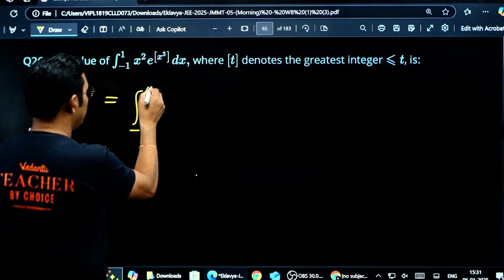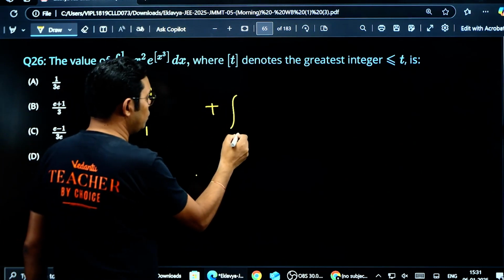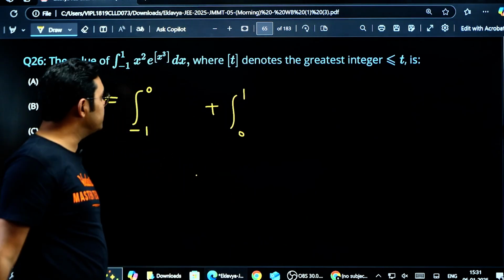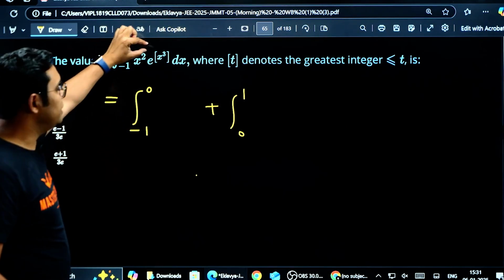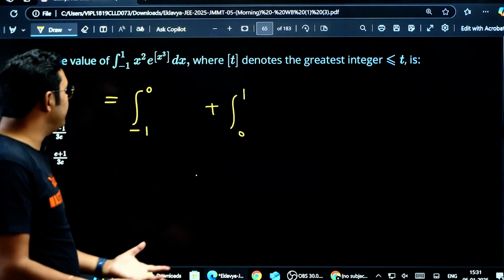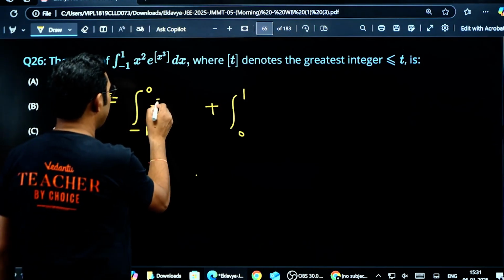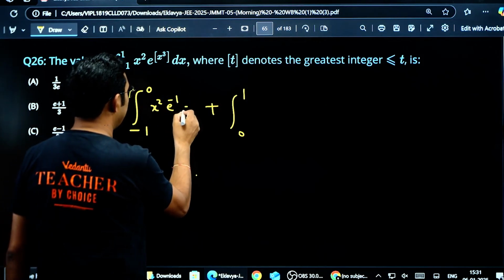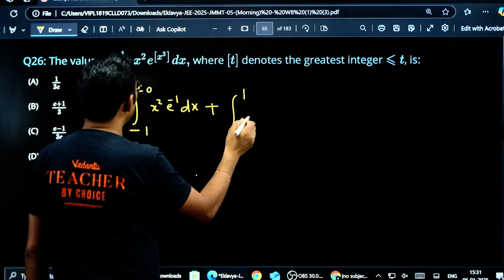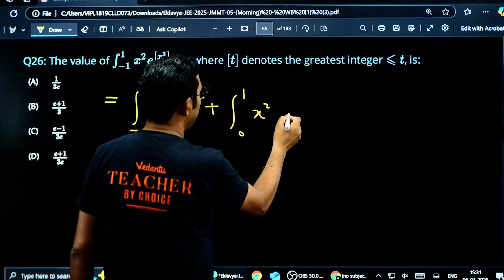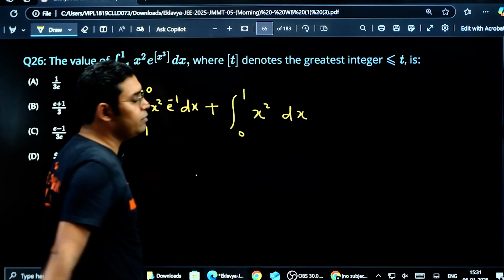We will split this integration into minus 1 to 0 and 0 to 1. For minus 1 to 0, the GIF of x cube will be just minus 1, so it will be x square into e power minus 1 dx. And from 0 to 1, it is x square into e power 0, that is nothing but 1.